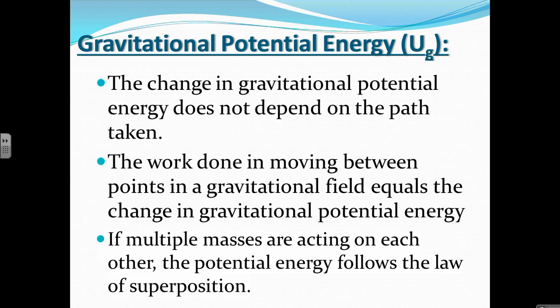And if we have multiple masses acting on one another, the potential energy follows the law of superposition. Superposition, if you remember, states that if you have multiple influences coming from multiple objects, multiple sources, to find the total influence, you just add each influence together as vectors. So this is vector addition. If there's more than one object applying a gravitational potential energy to another object, you add up all their energies like they were vectors.